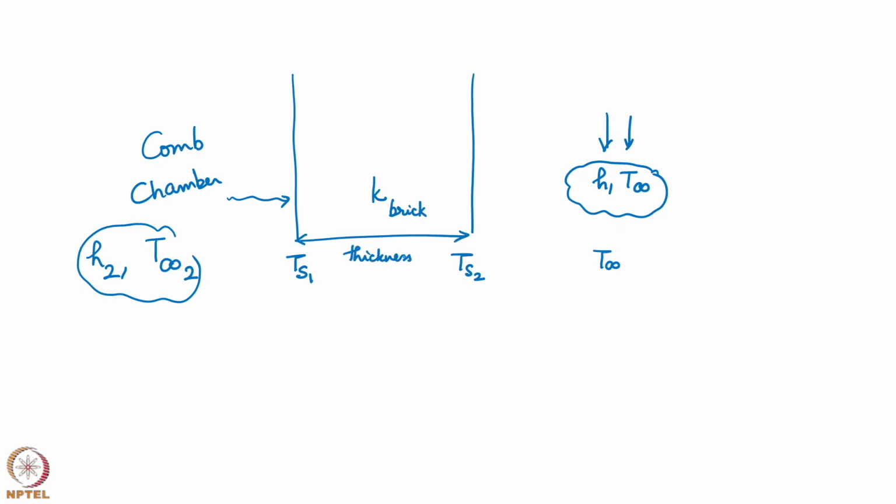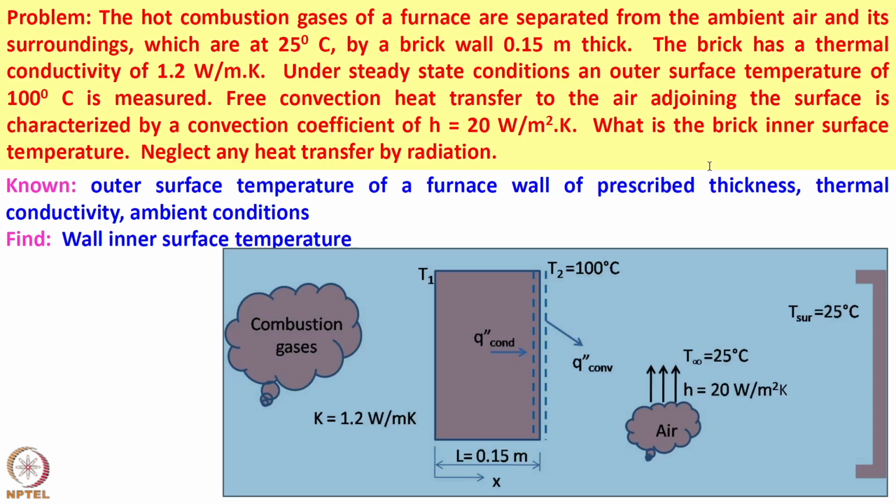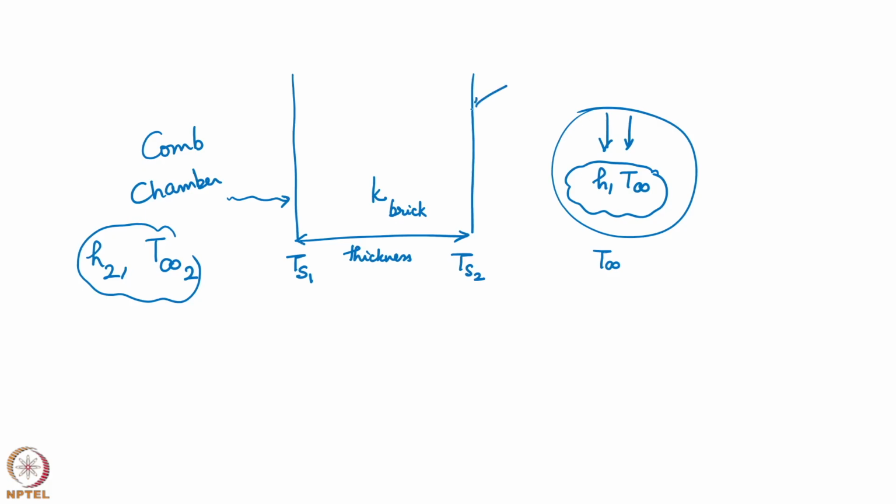So, we are asked to find a few things. I drew this schematic to show you that h comma T infinity is typically represented this way, indicating convection. We are asked to find the wall inner surface temperature. We are also given in the numerical problem that this surface is at 100 degrees centigrade. So, Ts2 is known, h is known, T infinity is known, k of brick is known, and the thickness of the brick is also known.